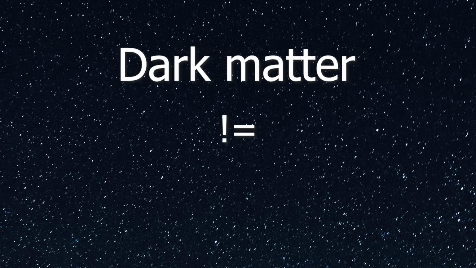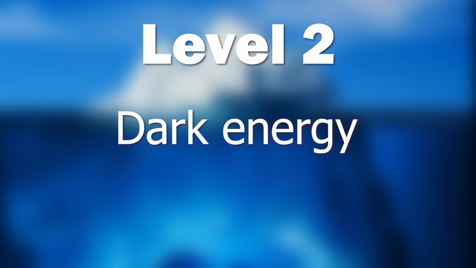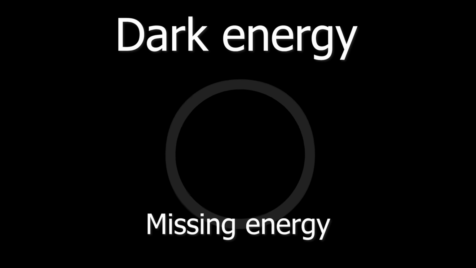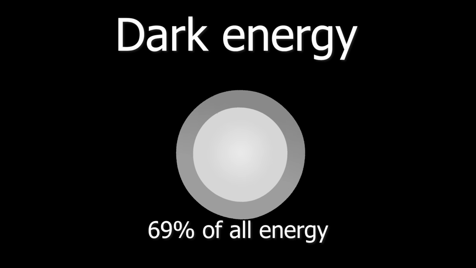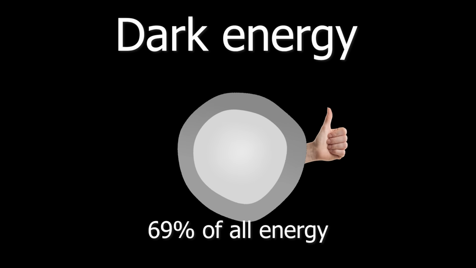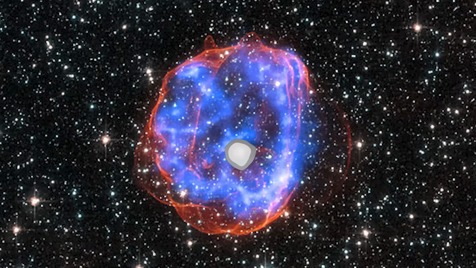Dark matter is not to be confused with the theory of dark energy. Similar to the theory of dark matter, it seeks to give an explanation to the missing energy in the universe. Dark energy is said to contribute to 69% of all energy in the observable universe. And unlike dark matter, we have observed evidence of its existence from measurements of supernova.